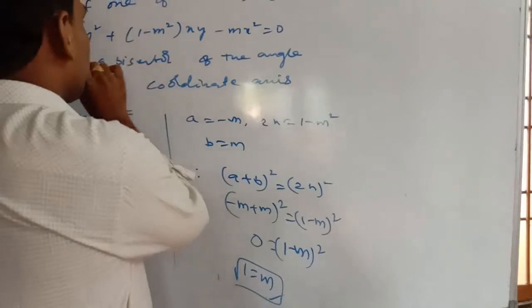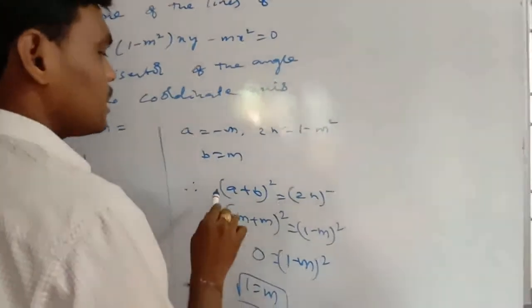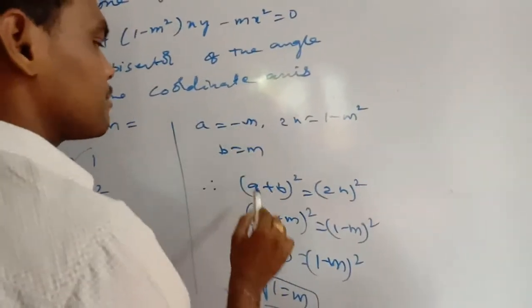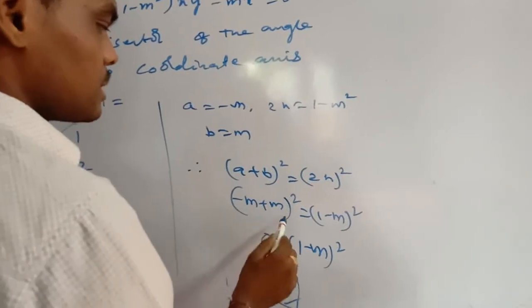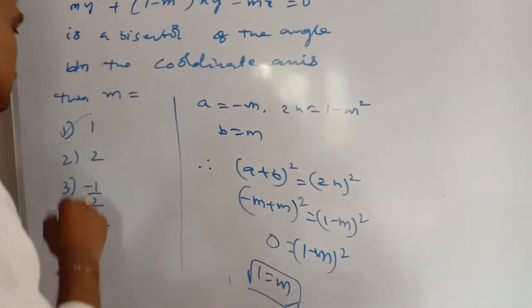Comparing with ax square plus 2hxy plus by square is equal to 0, here a is minus m, 2h is 1 minus m square, and b is m. Now the condition is a plus b whole square is equal to 2h whole square. Here 2h is 1 minus m square and a plus b is minus m plus m, whole square, which is 0. Now 1 minus m whole square is 0. Here m is equal to 1. So see the options: it is 1. Okay, write down.